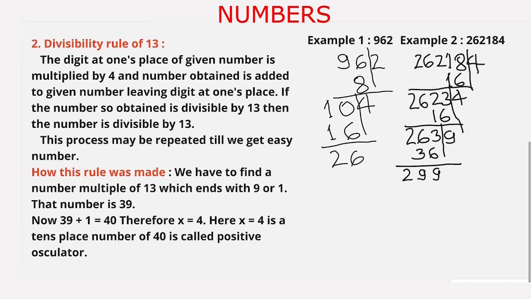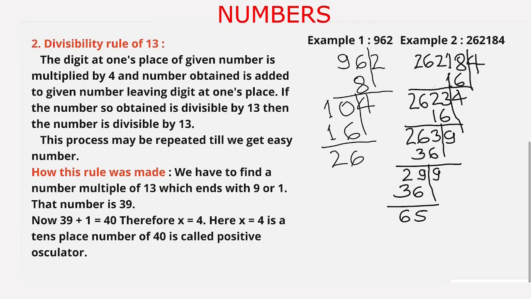The last digit here is also 9. 9 times 4 is 36. So we add 36 to the remaining number after leaving 9, which is 29. And 29 plus 36 is 65. And we know that 13 times 5 is 65. Therefore, the entire number 262184 is divisible by 13.